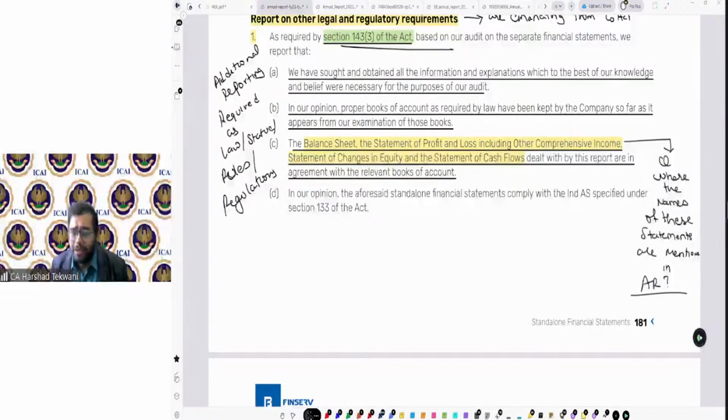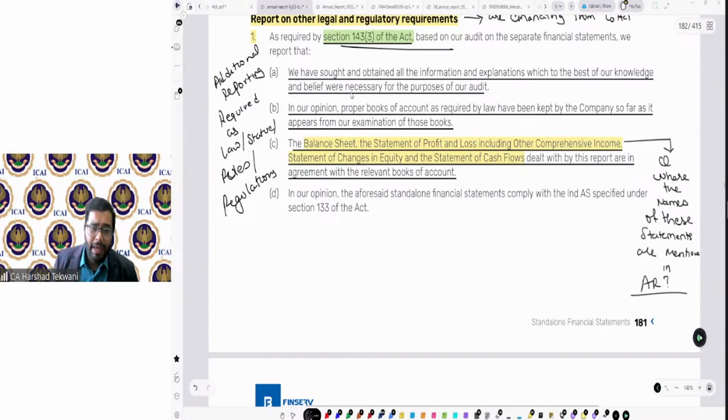Come on, we have discussed the whole audit report, and I'm just asking a simple question: in which paragraph are the names of the statements mentioned? That's the basic thing. Tomorrow, if you are asked to draft a particular part of the audit report, how will you draft that? If you are not aware of where these particular names are mentioned in the whole audit report, how will you draft it?